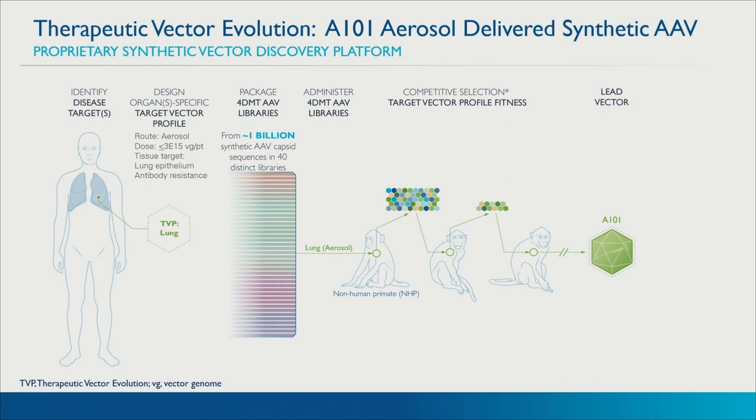So lots of us are used to thinking about high throughput screening for modulators. So this is sort of analogous to that, where almost a million synthetic capsids were developed. And instead of being tested in vitro in cells, they were tested in non-human primates with a commercial delivery through aerosol nebulization. And then they went through competitive selection. The tissues were analyzed, and they continued to look to find the optimized vector, one with really good tropism and specificity. And they came up with A101.